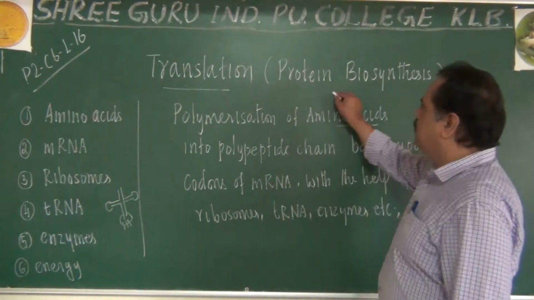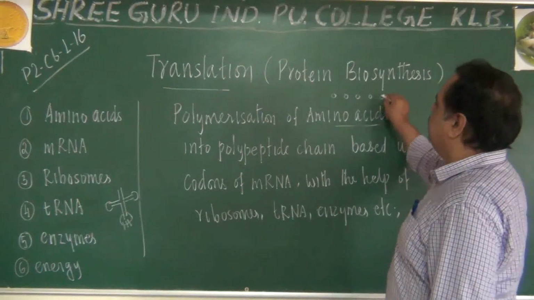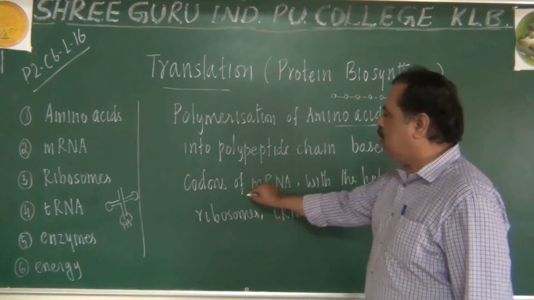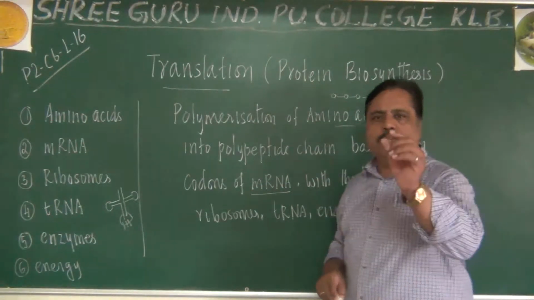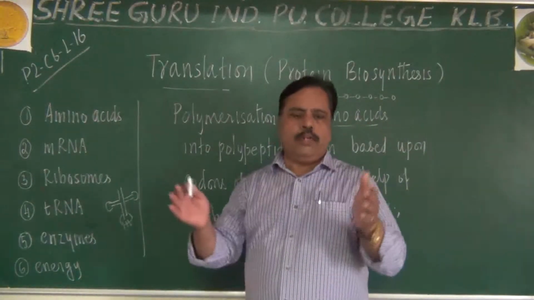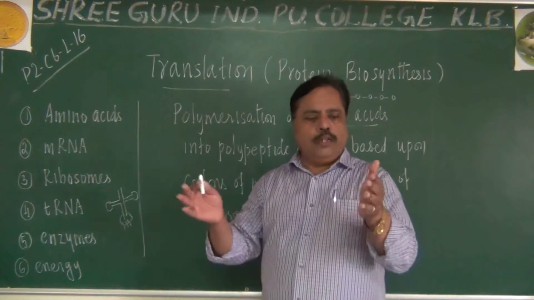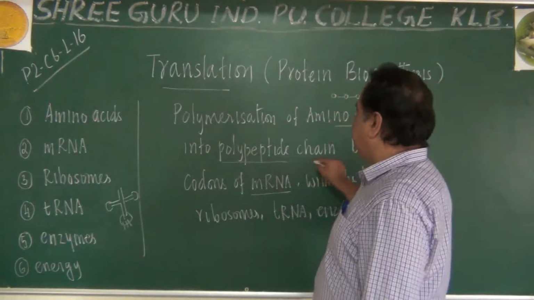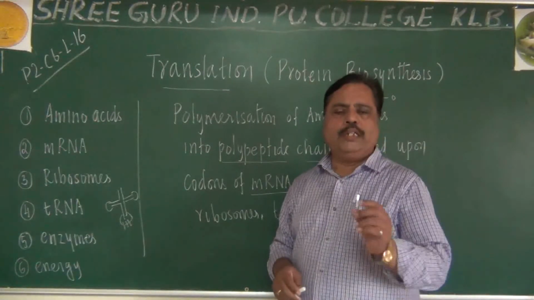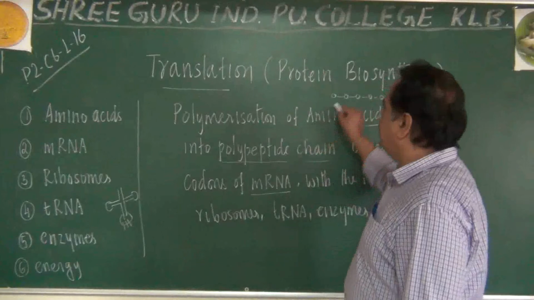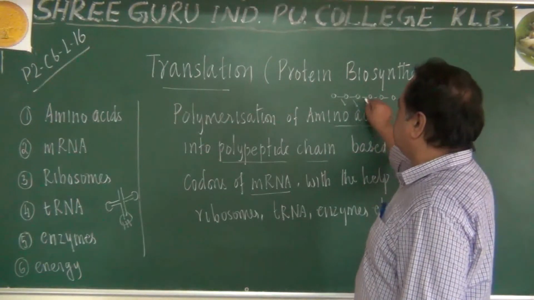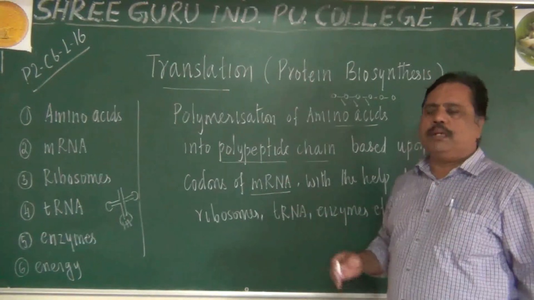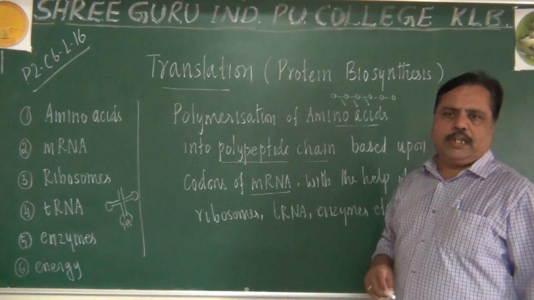You are joining the amino acids in a particular sequence. Who will tell you about that sequence of amino acids? The codons of mRNA will tell us in which sequence we have to arrange the amino acids. When you arrange the amino acids into a chain, that chain is called the polypeptide chain. Why is it called a polypeptide chain? Between one amino acid and another amino acid, a peptide bond will be synthesized. So a group of peptide bonds will become a polypeptide chain here.